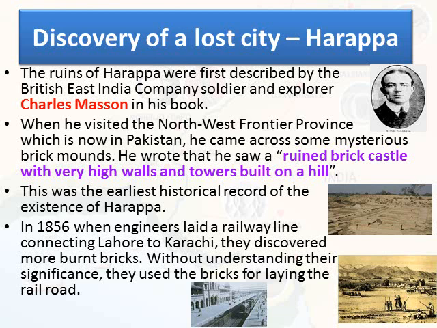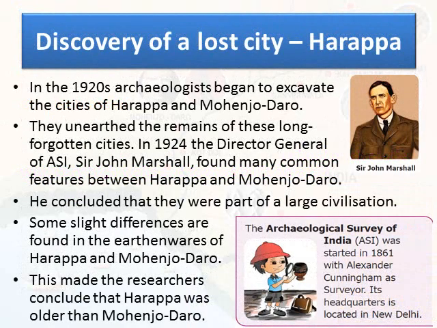Dear children, in the 1920s, archaeologists began to excavate the cities of Harappa and Mohenjo-daro. They started to dig out the cities in the 1920s and unearthed the remains of these long forgotten cities. In 1924, the Director General of ASI, that is the Archaeological Survey of India, Sir John Marshall, found many common features between Harappa and Mohenjo-daro.